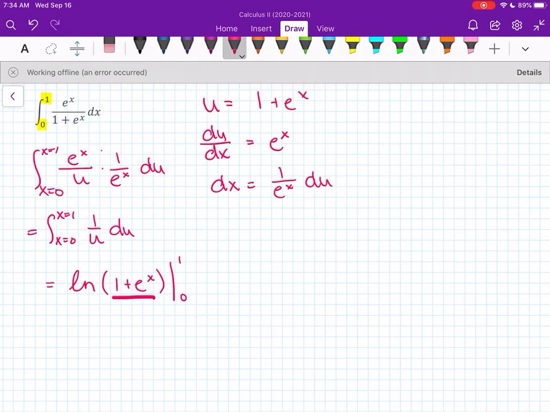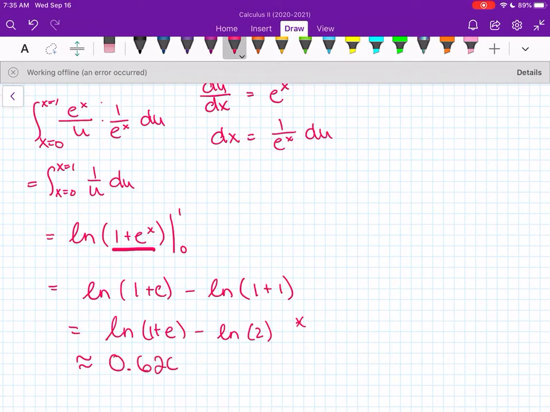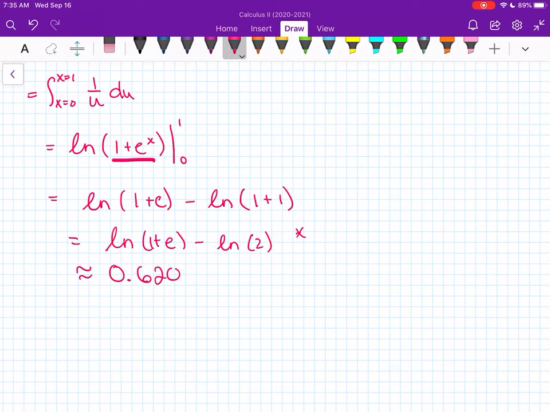Okay, so then I plug in the 1. So then I get natural log of 1 plus e minus the natural log when I plug in 0, which is 1 plus 1. So then I get the natural log of 1 plus e minus the natural log of 2. So that's my exact answer. I expect to see your simplified exact answer right above your approximate answer, which is 0.620. Okay. Typically we do 3 decimal places. Okay. I don't remember what the AP test is. I think it's 3.